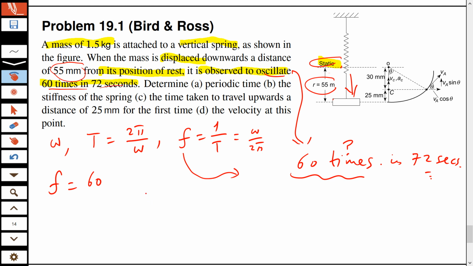No, the frequency will be 60 only if we know that it is in 60 seconds. Wait a minute. It is observed to oscillate 60 times in 72 seconds. So यहाँ से हम T कैसे कैलकुलेट कर दें?